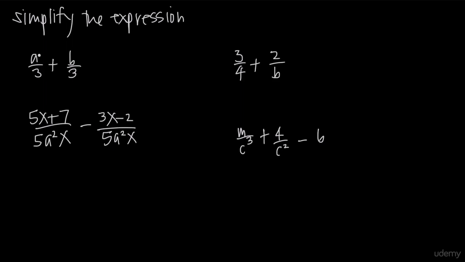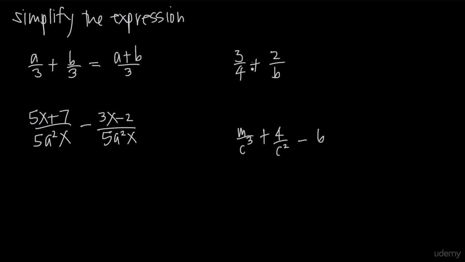Well, in this first example, we have a over 3 plus b over 3. So just like with regular fractions, the first thing we need to do is find a common denominator. In this case, we already have one. The denominator of both fractions is 3. So we can combine the fractions. We just can't combine a and b because they're not like terms. So the result then is just a plus b over 3. Because a and b are not like terms, we just can't simplify any further, but that'll be our answer.